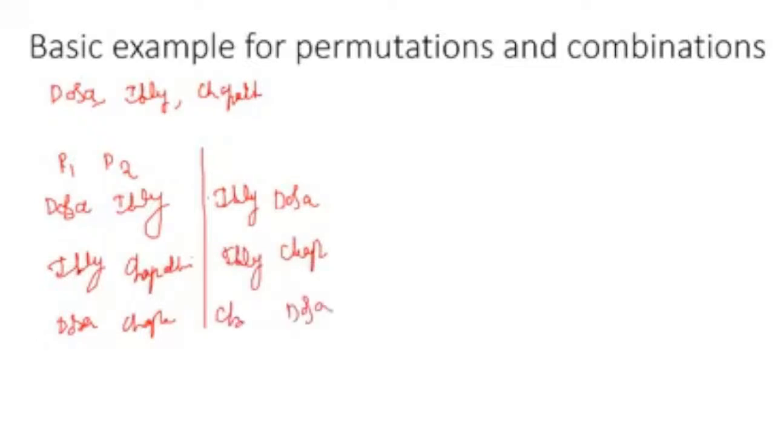But remember, in permutation it is not only dosa idli, it can be idli dosa also, idli chapati also, and chapati dosa also. This is like having my priority: first item dosa, second item idli, or first item idli, second item dosa. So this is nothing but selecting two items from the available three items, and after that I am arranging.